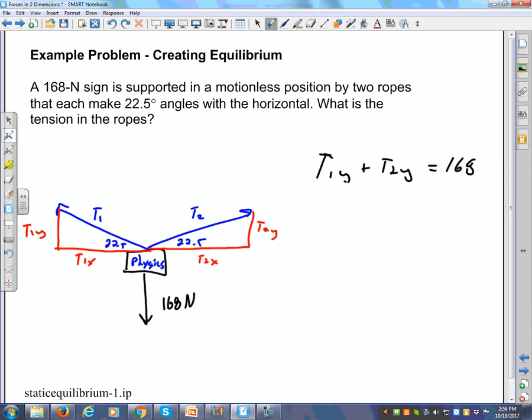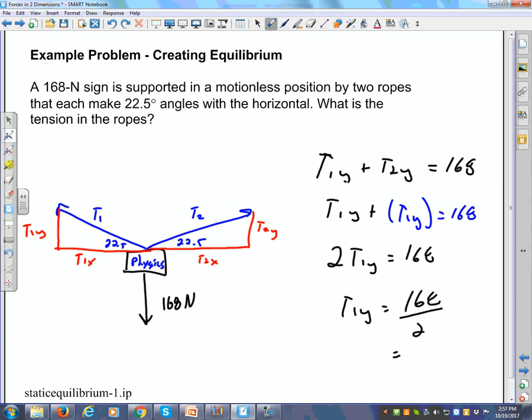Are the tensions in the two ropes the same? Only if the angles are the same, so they are. So you could also say that T2y is equivalent to T1y, because these y components are both the same. They're symmetrical, right? So in other words, 2T1y is equal to 168, which really means T1y is 168 divided by 2, which is what we started off with way back when. Half and half.